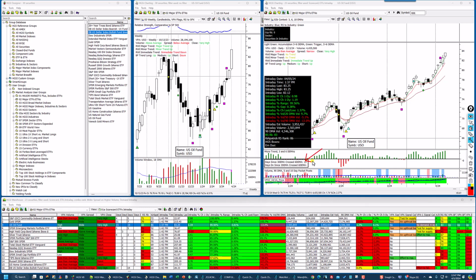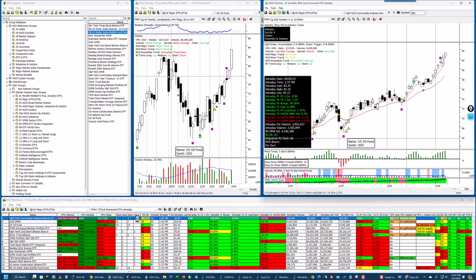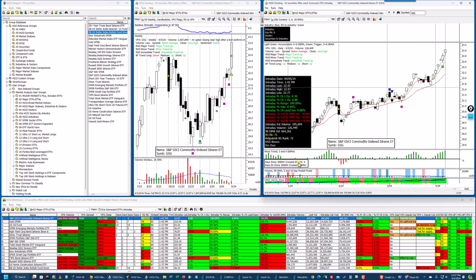Now look at this chart right here. It tells me that the 3 crossed the 6 16 days ago. 0 is the crossover day, and that happened right here. I'm just using oil right now, but let's go on to look at some of these other indexes. Let's look at the commodity index.